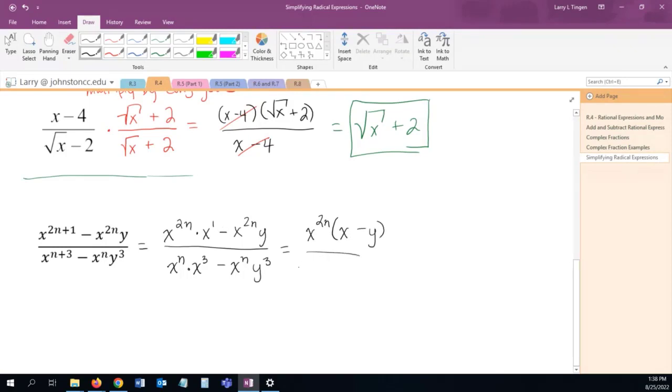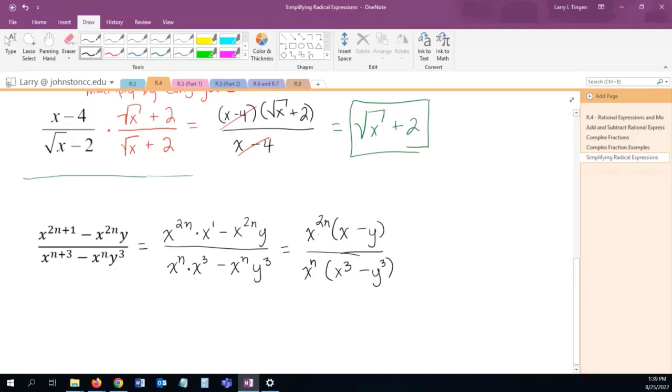In the denominator, I have x to the n's in both. And what's left here? Well, x cubed. That x to the n is completely gone. It divided away. Minus y cubed. Everybody okay with that? All right.